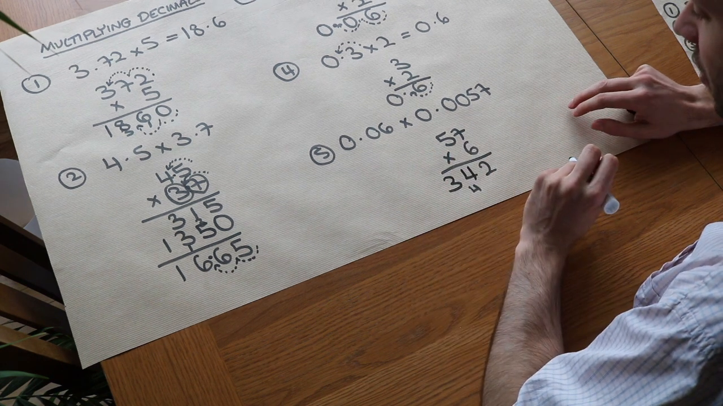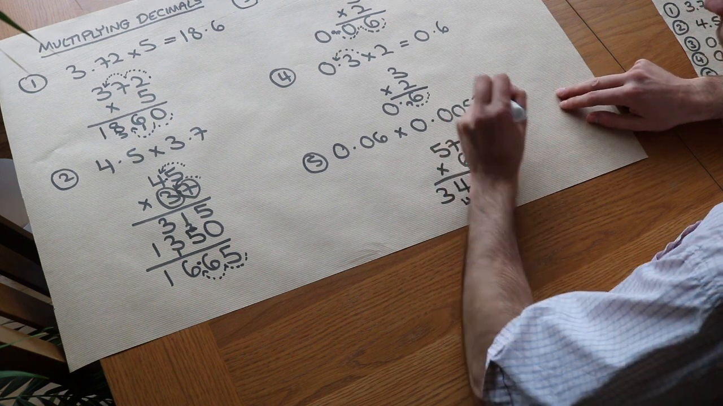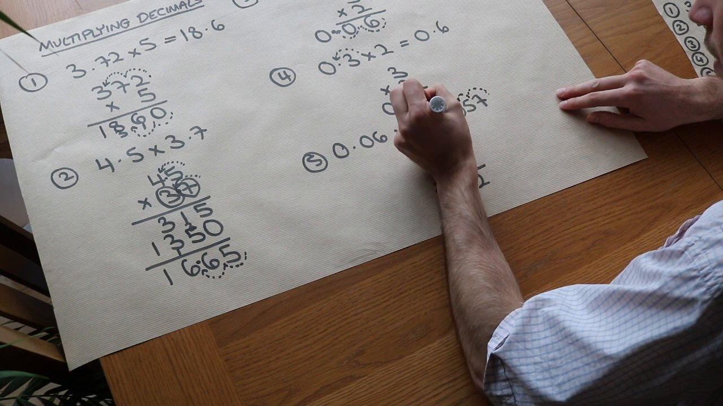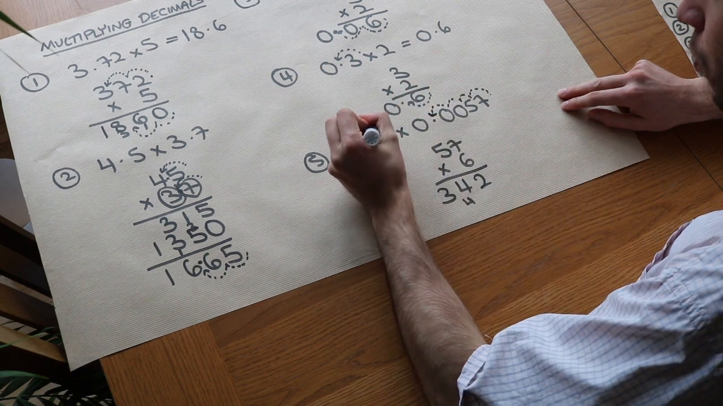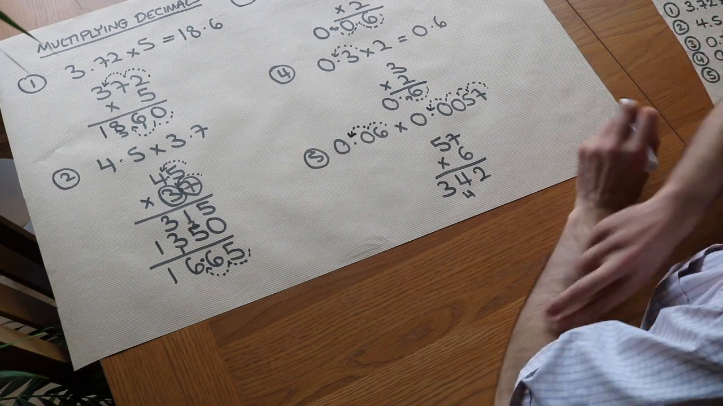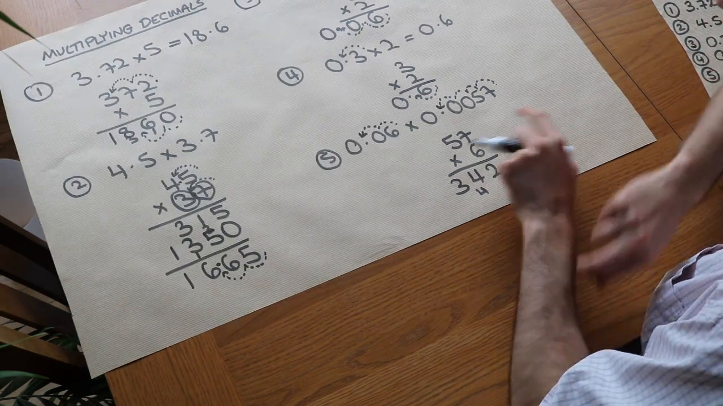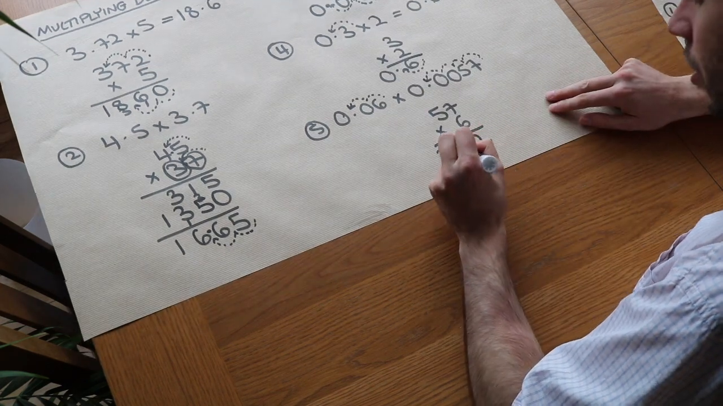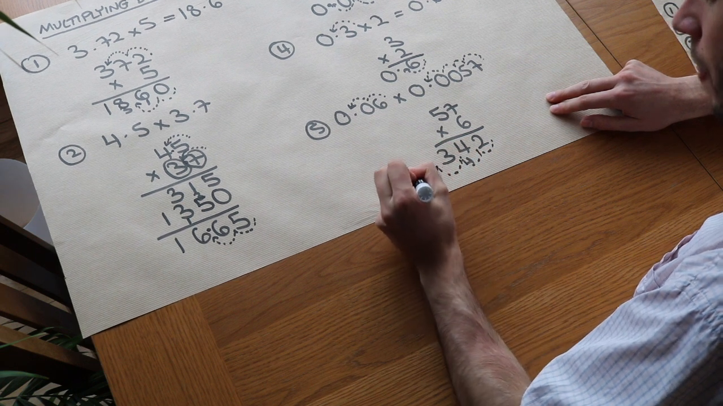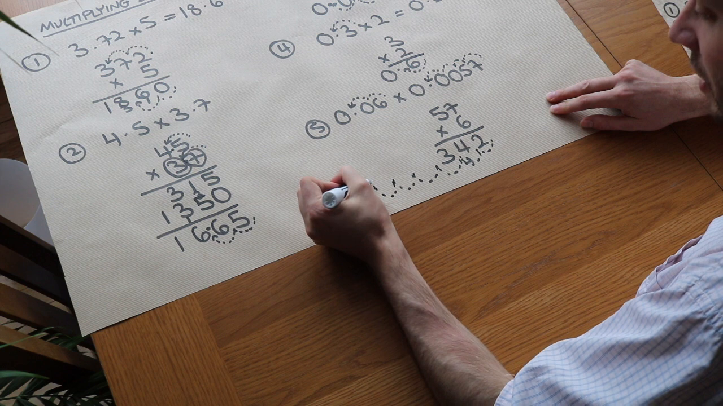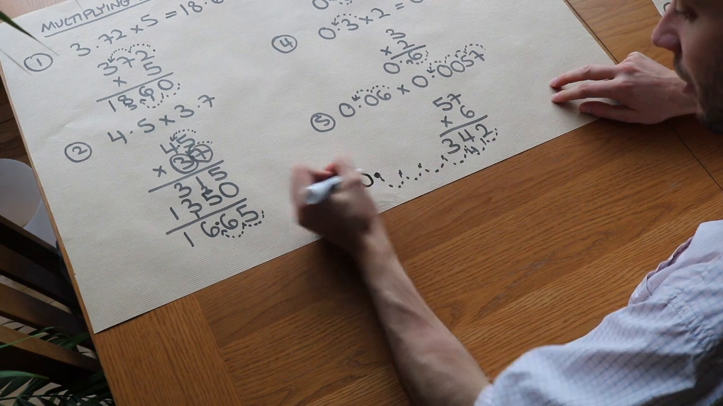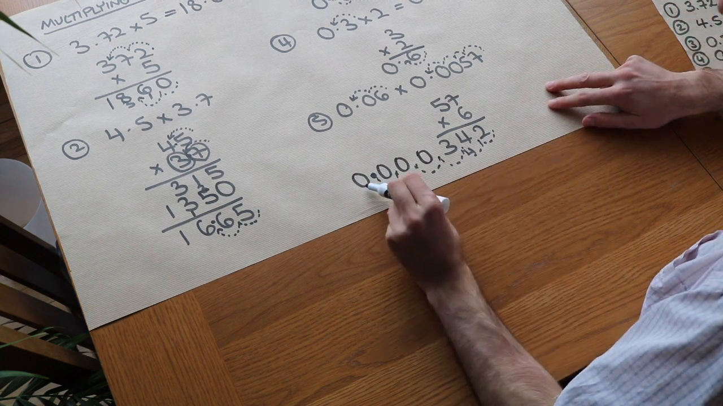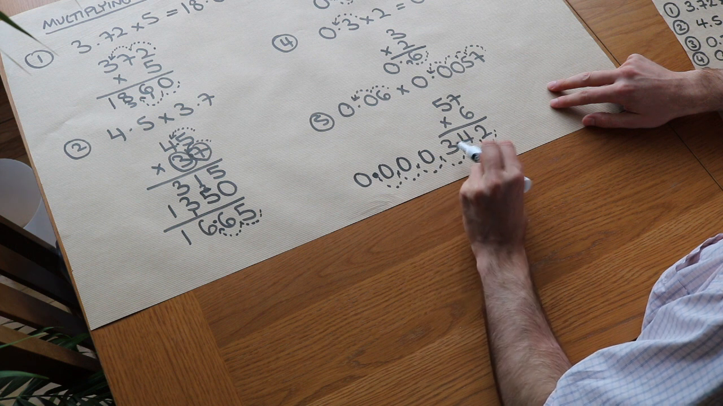Now let's count how many times the decimal point moved. So now we originally had 57, so it moved 1, 2, 3, 4 times from the end, and here it moved once, twice. So that means the decimal point in this result has to move in total 4 plus 2, which is 6 times. So let's do that. 1, 2, 3, 4, 5, 6, and now the decimal point is here. We need to fill in the zeros, so 0 here, 0 here, 0 here, 0 here, and we can see that our answer is 0.000342.